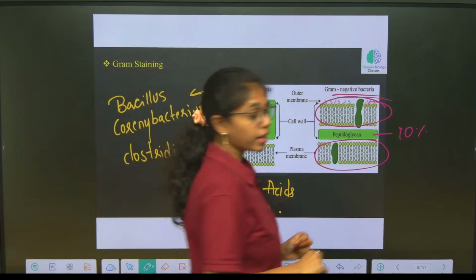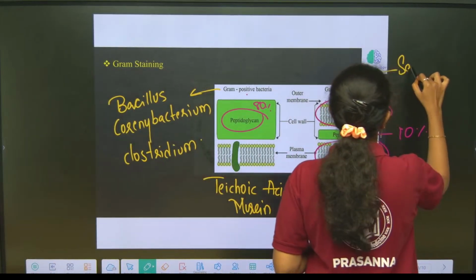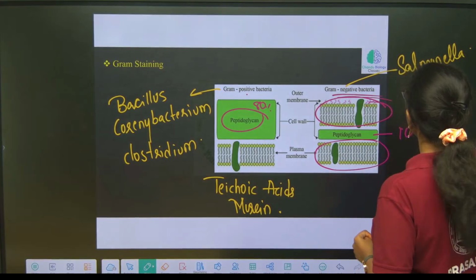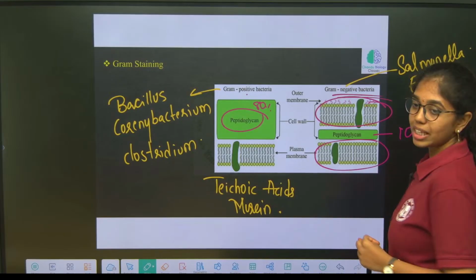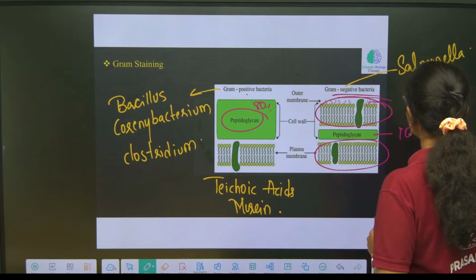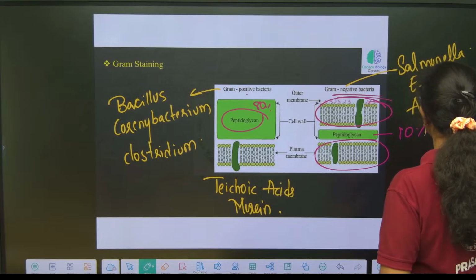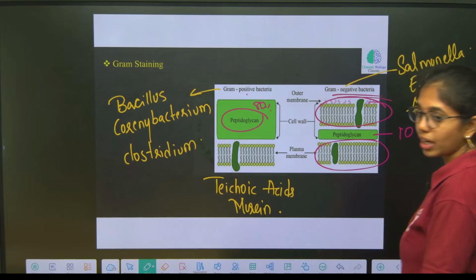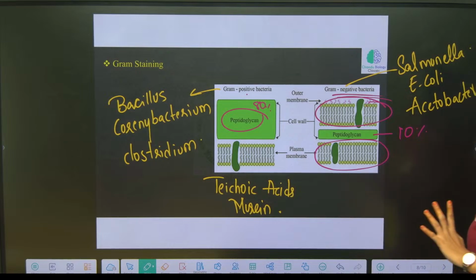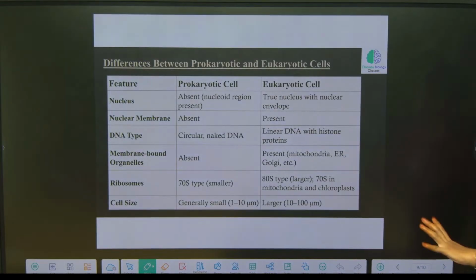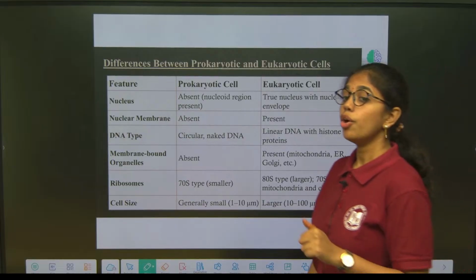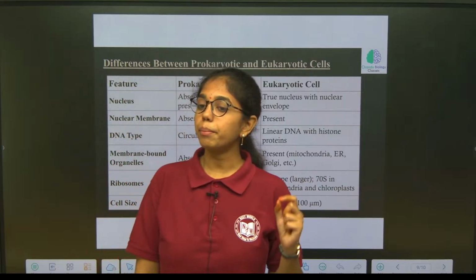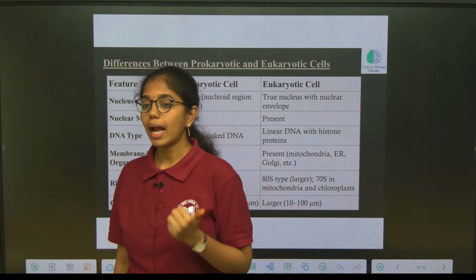Fine. Gram negative bacteria include Salmonella typhi, E. coli. E. coli is also a gram negative bacteria. Azotobacter or Acetobacter. These are the best examples of gram negative bacteria. So understood, right? The staining procedure and gram positive, gram negative bacteria. Now we will look into the clear differences between prokaryotic cell and eukaryotic cell. In our next class, we will look into the complete details of a plant cell and animal cell.